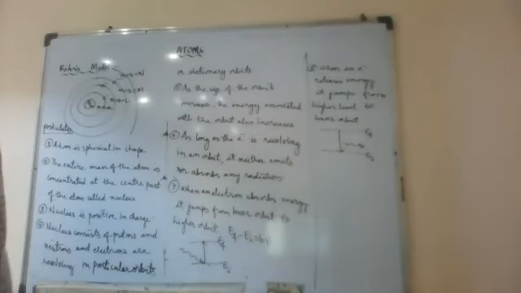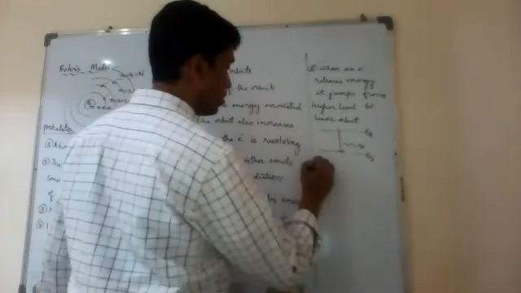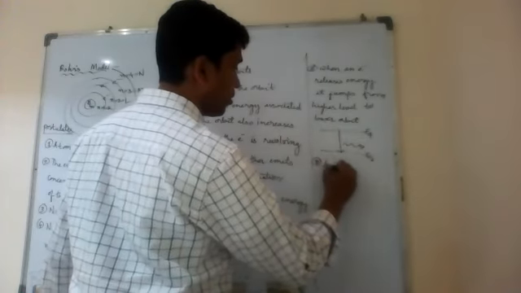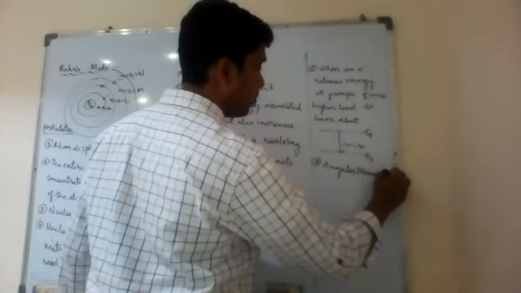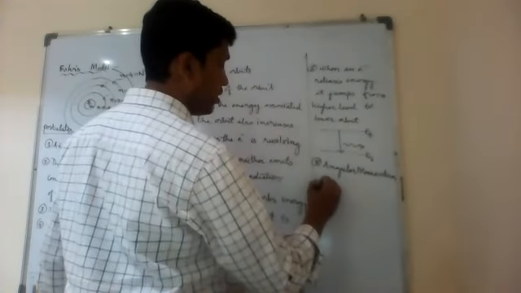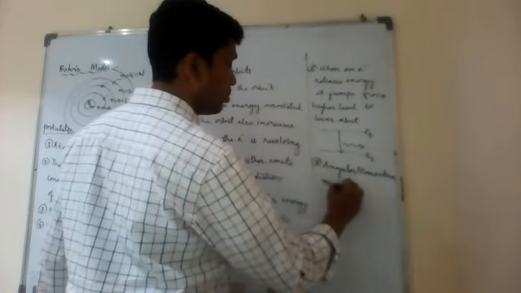So next one is angular momentum. When an electron is revolving, there is angular momentum. Angular momentum is moment of momentum. Angular momentum is given by mvr is equal to nh by 2 pi.